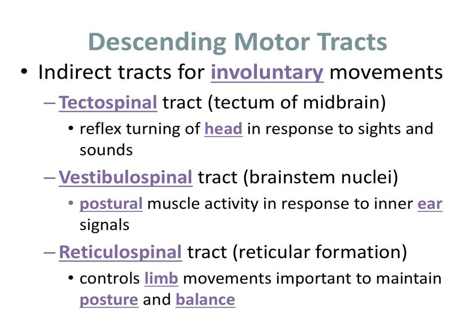Our vestibulospinal tract comes from the brainstem nuclei and takes information from the vestibule of the inner ear and sends information out to our postural muscles. So this helps to keep us upright when we're sitting around or walking. Our reticulospinal tract, which is from the reticular formation or reticular activating system, controls limb movements important to maintain posture and balance.